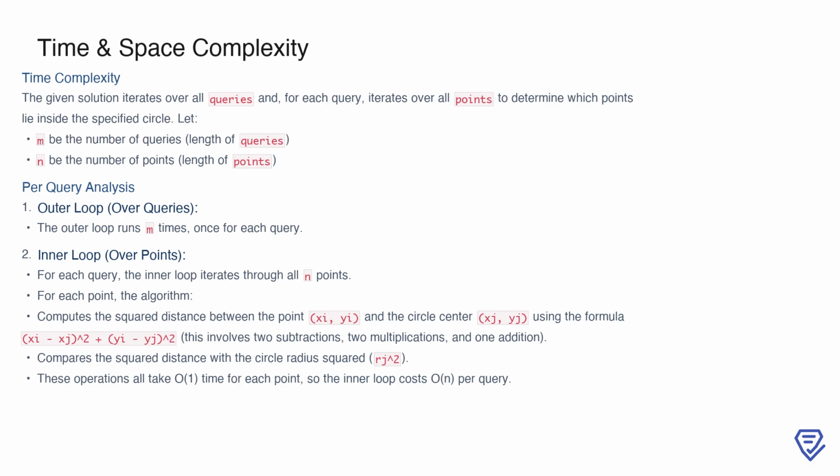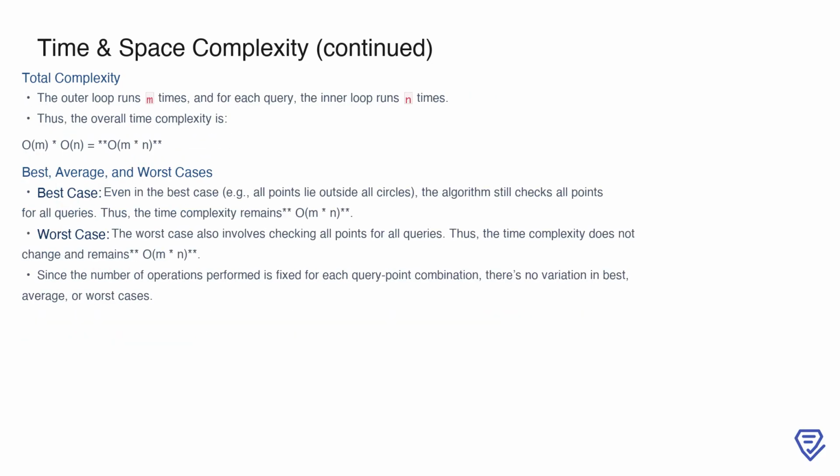Combining the outer and inner loops, the algorithm performs O(n) operations for each of the m queries, resulting in an overall time complexity of O(m * n). Now, when considering the total complexity, we see that the outer loop runs m times, and within each iteration, the inner loop runs n times. This nested structure gives us a total time complexity of O(m * n).